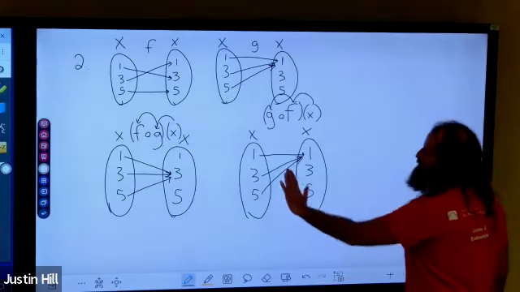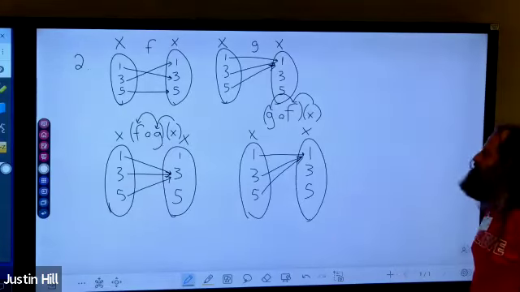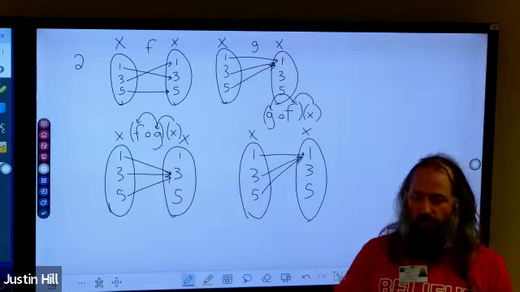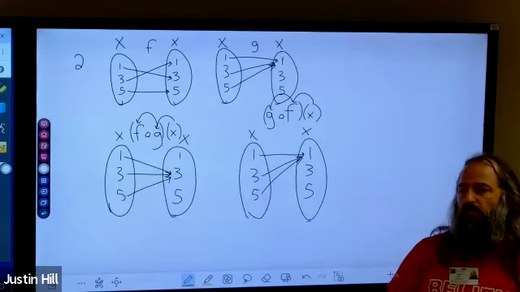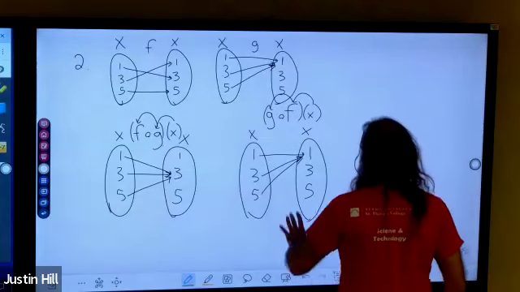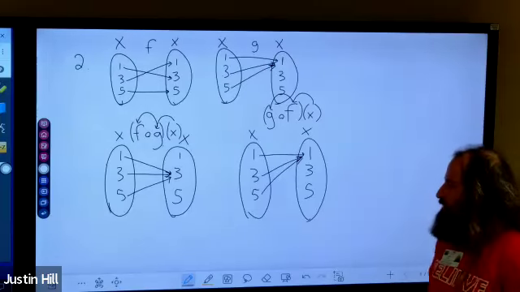So it's kind of interesting. G compose F is actually just G. It's the same function, which is more random that it happened. That doesn't often happen, but it does here. But this would be G compose F. And that's what we're looking for in something like that.